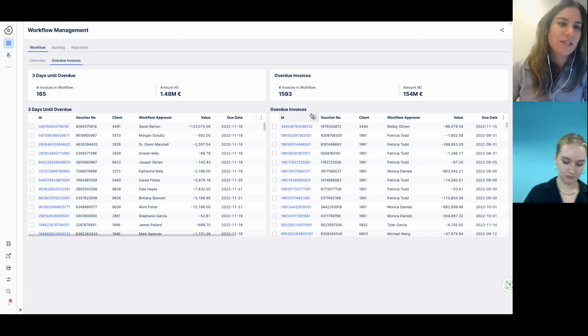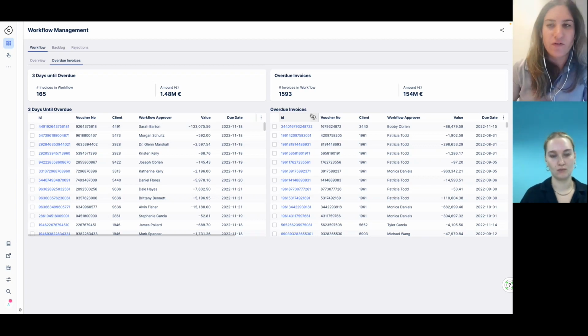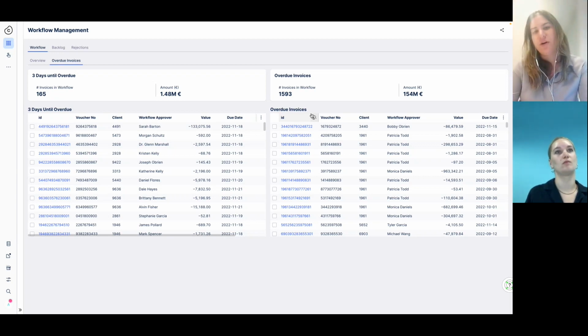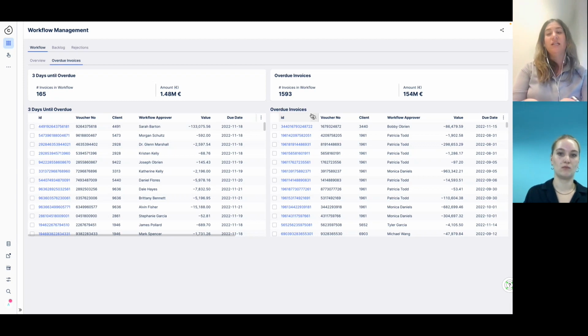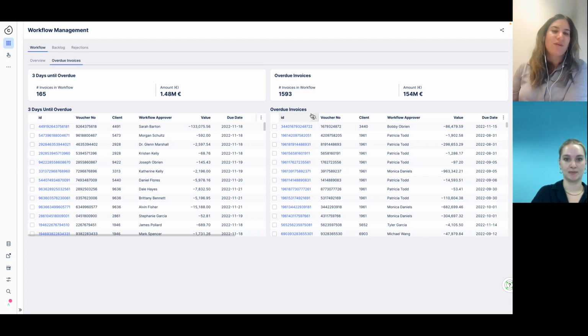And even with the workflow and overdue invoices, the email function is really beneficial for them, because normally they would have to go into the system, to the client, to the invoice, open the workflow, see who needs to approve them, and then manually send an email to that person. And this process is at least 5 minutes shorter at the minimum.